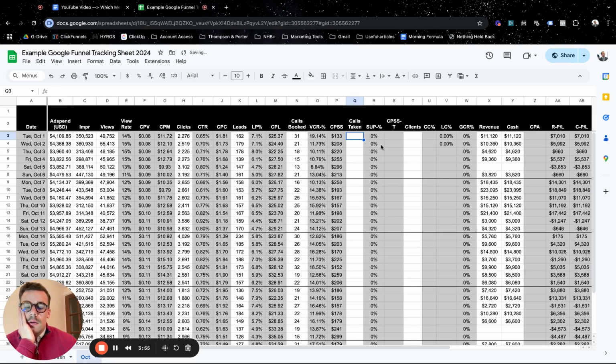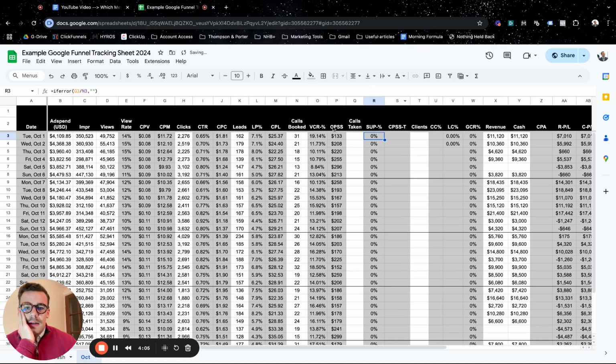If you don't do this anywhere else, do it in this sheet, and then that will give you your show up rate, so you'll know how many of the calls that you're paying for are actually showing up as a live call. And so CPSS, just as an explanation, is cost per strategy session. I don't know why I did that originally when I made this sheet, but I've kind of just stuck with it. So this can be cost per call if you want. And then again, CPSST is cost per strategy call taken.